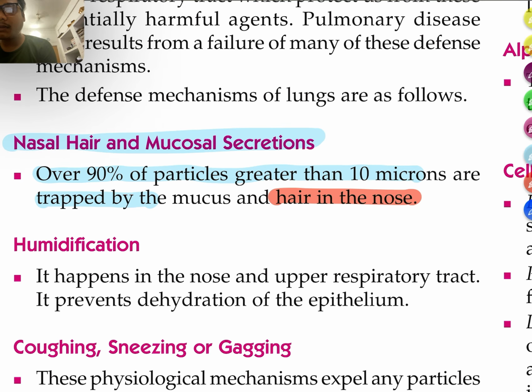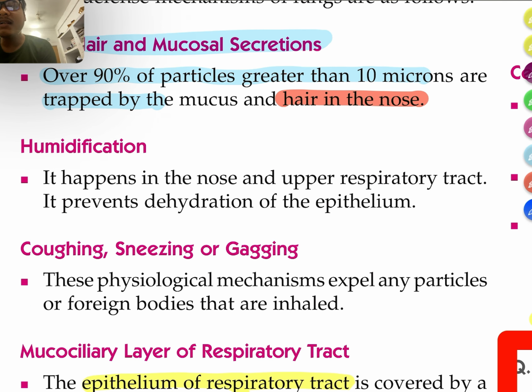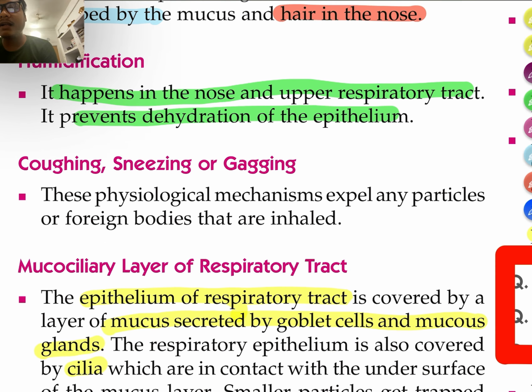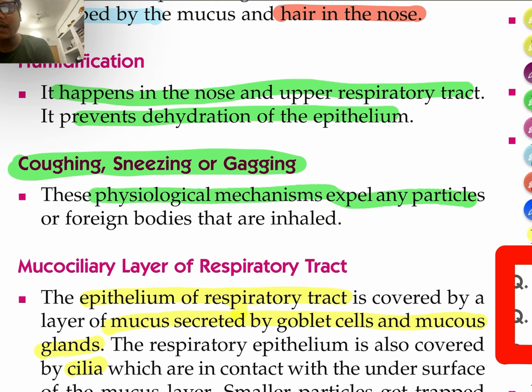After that, humidification. What is humidification? It happens in the nose and the upper respiratory tract and prevents dehydration of the epithelium. What will happen if the epithelium gets dehydrated? It will get dry and start getting infected. Next are coughing, sneezing, and the gagging reflex, which help to excrete out particles. This is the physiological mechanism to expel any particle or foreign body that gets inhaled.